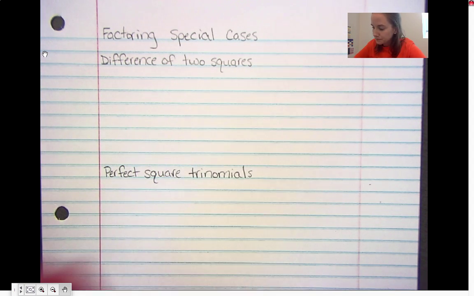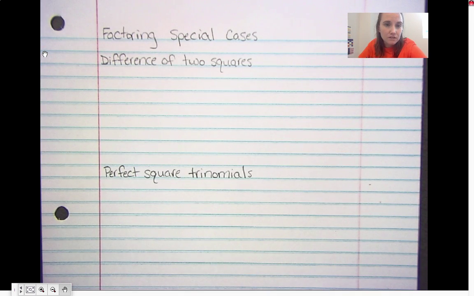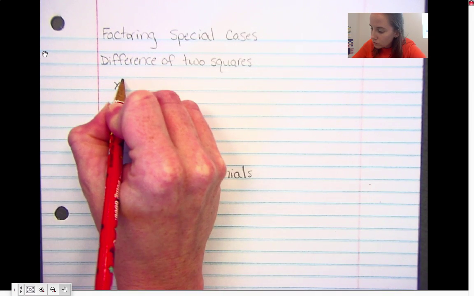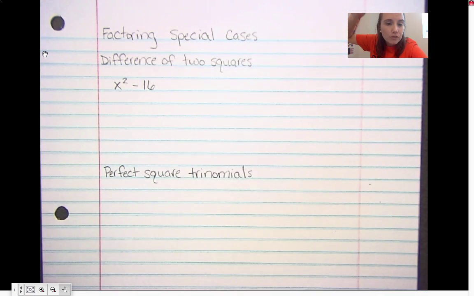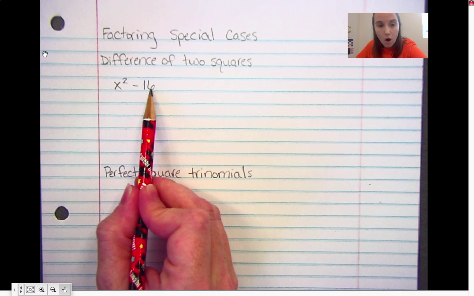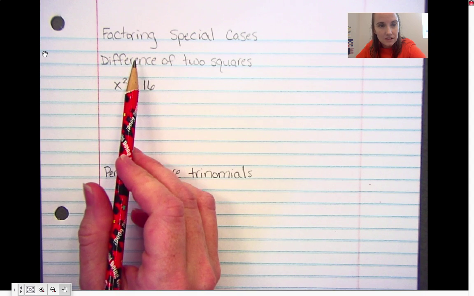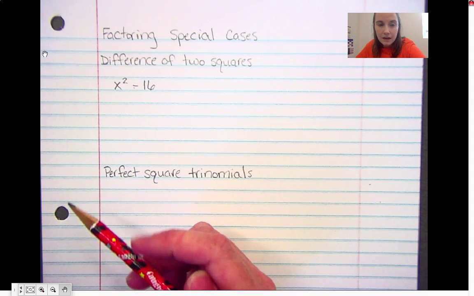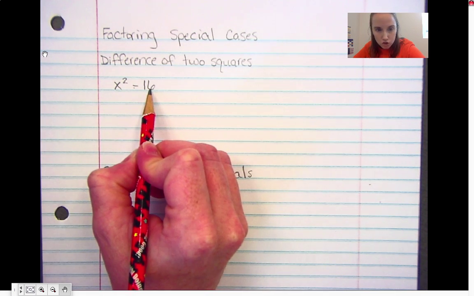So, for example, if it says a difference of two squares, well, difference means the answer to a subtraction problem, so you want to think subtract. And then two squares, you think of two perfect squares. So, for example, if I had x squared minus 16, both of these terms are perfect squares, and we are subtracting them, so it is a difference of two squares. Now, in order to factor them, you want to take the square root of each term.